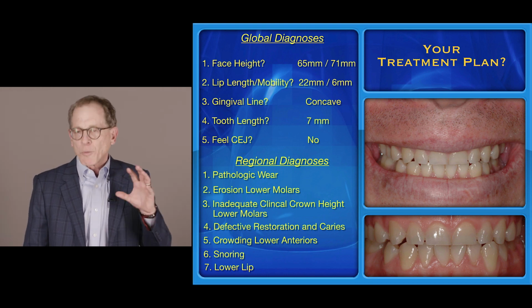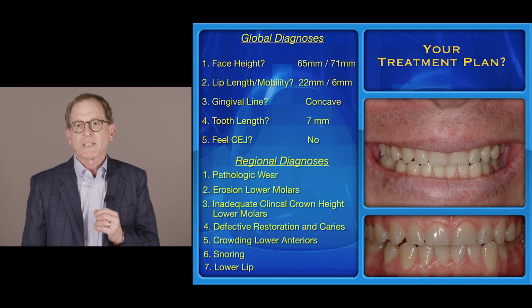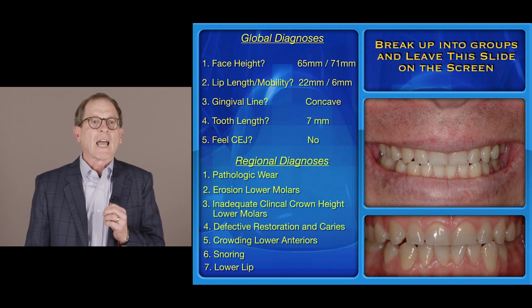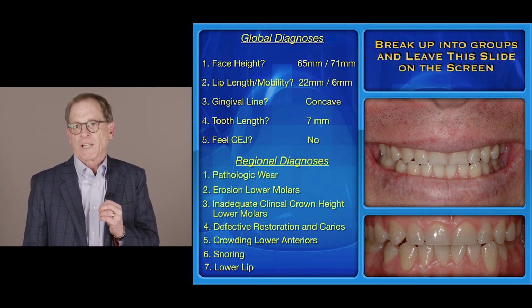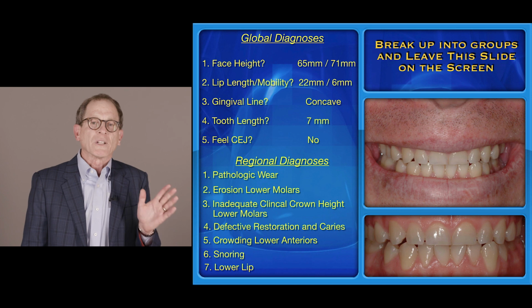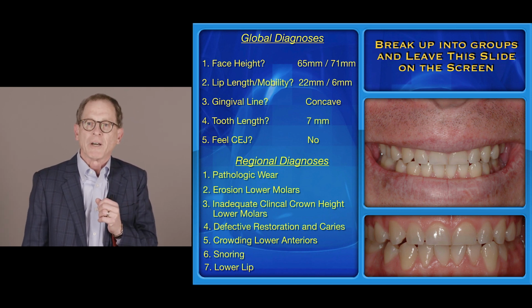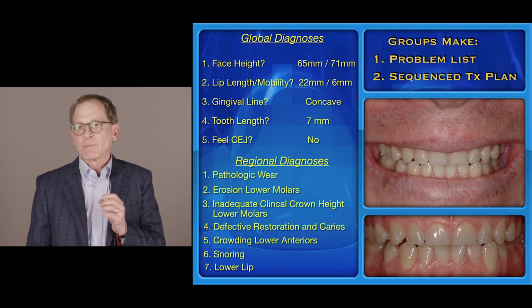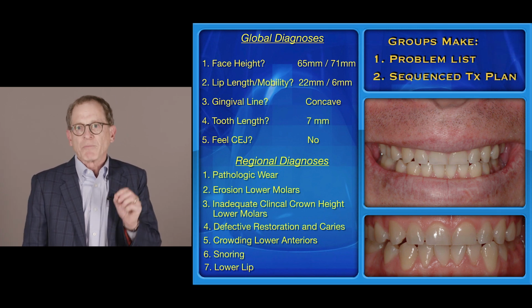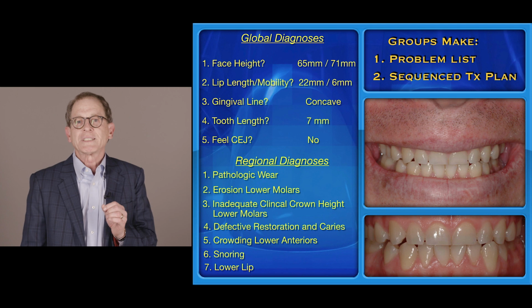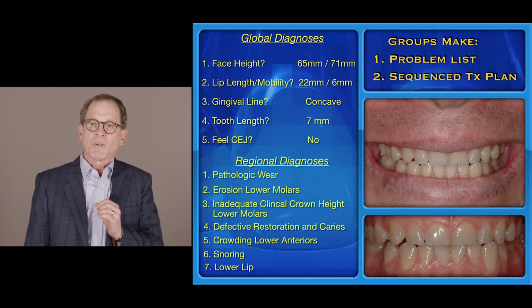So at this point, we've gathered all of the global data, we've gathered all of the regional data, and it's now time for the participants in the treatment planning session to break up into groups and go into their treatment planning sessions. We're going to leave these slides up on the screen so they still have the information that I've shared with them. Now I'm going to ask them to do 2 things: first of all, to create a problem list, and secondly, a sequenced treatment plan.